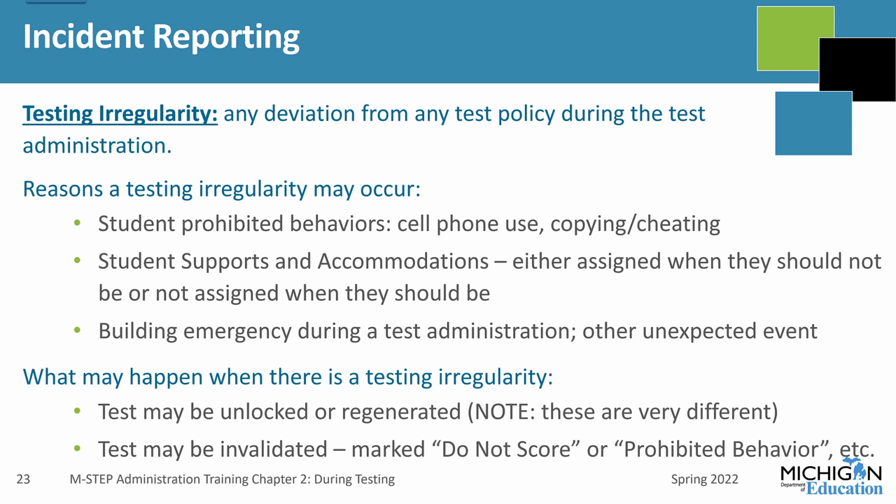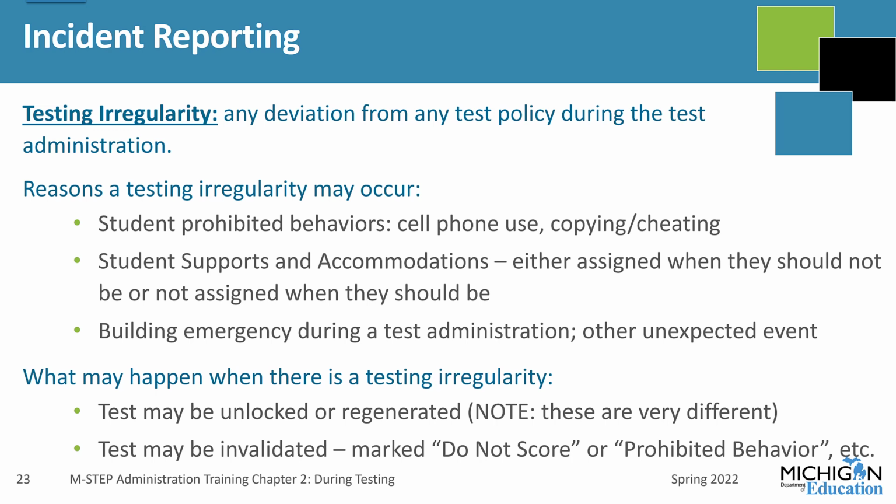During testing, things come up and you may have a need to submit an incident report. It's important that you know how to handle this if it happens. First, a testing irregularity is any deviation from any test policy during test administration. There are many things that can cause a testing irregularity, and they're not necessarily that someone has done something wrong. Some examples of what a testing irregularity looks like may be listed here. Students could engage in prohibitive behaviors, like using or accessing a cell phone or electronic device, or copying or cheating on the test.